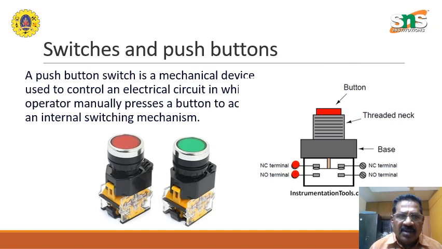The first one is the switches and push buttons; the diagram is given here. A push button switch is a mechanical device used to control an electrical circuit in which the operator manually presses a button to actuate an internal switching mechanism. It just switches on or off. It is basically a switch.